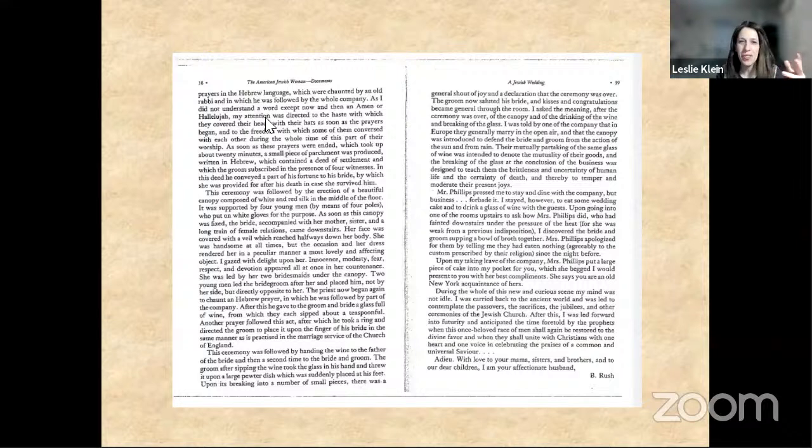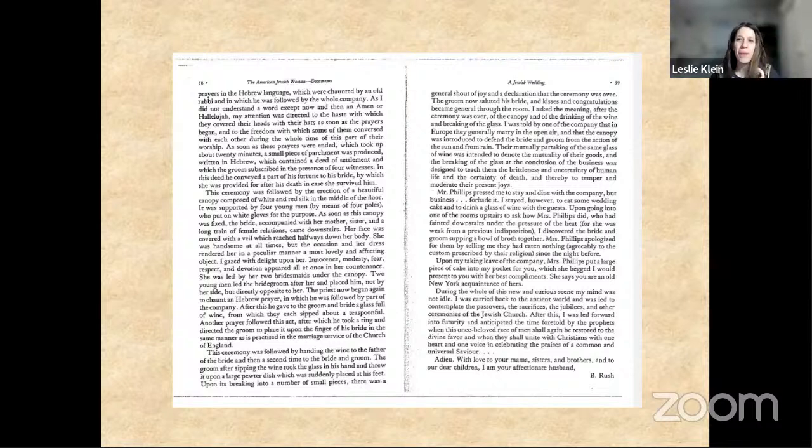And he was kind of distracted by, this is interesting, as soon as the prayers began, they all covered their heads. And then the freedom with which some of them conversed with each other during the whole time of this part of worship. So apparently talking in shul is not something new in our generation. That's been going on for hundreds of years.